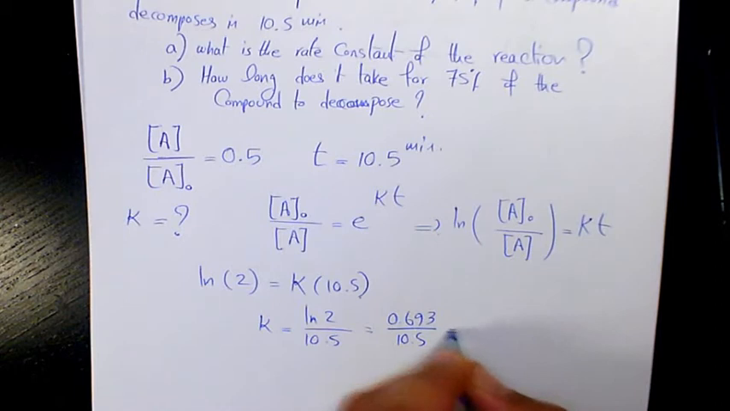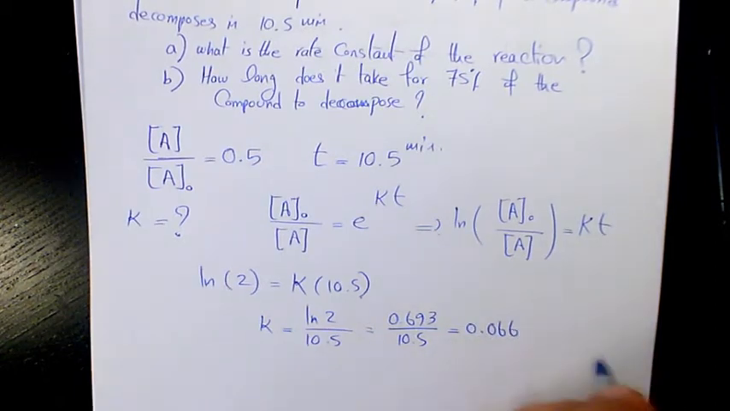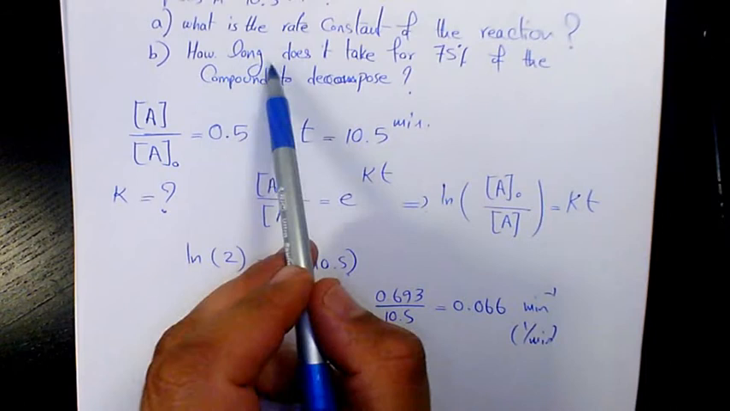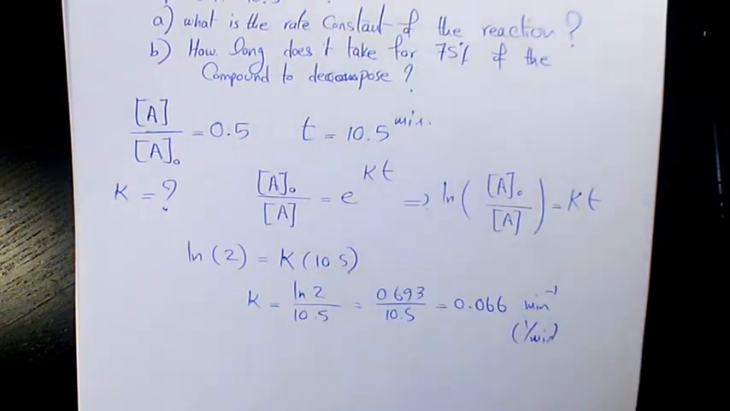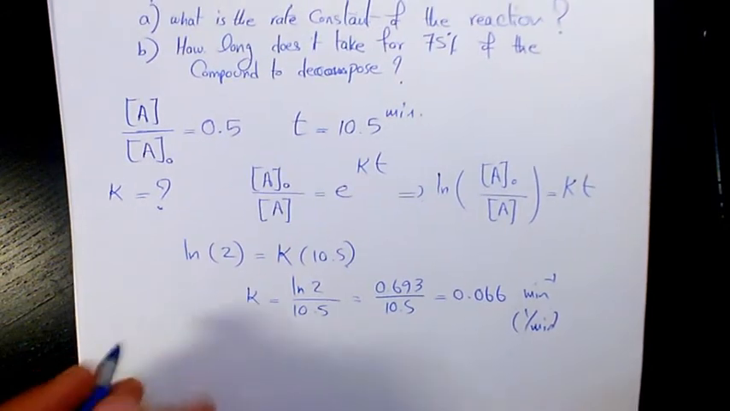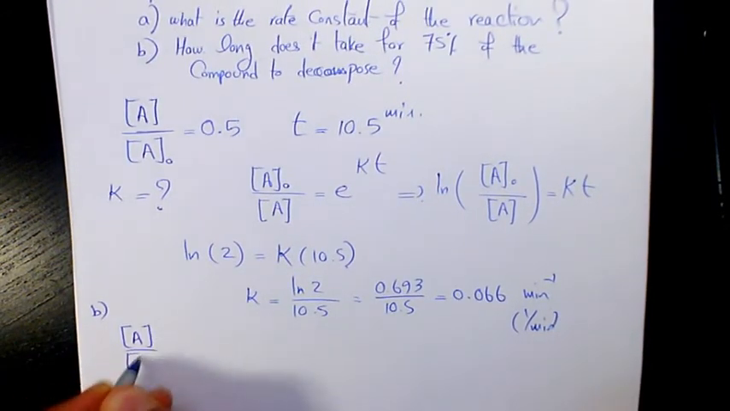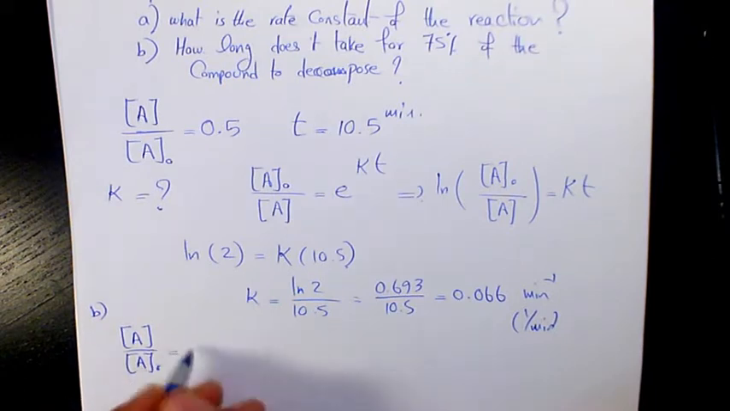It's going to be 0.066 per minute, or you can write it like that, 1 over minute. Now let's do the part B. How long does it take for 75% of the compound to decompose? It means that the final concentration over the initial concentration would be only 25% or 0.25.